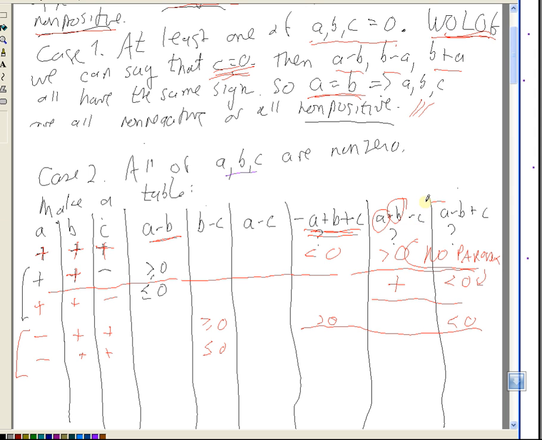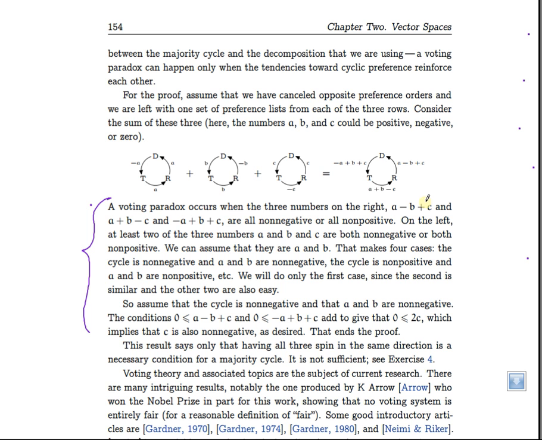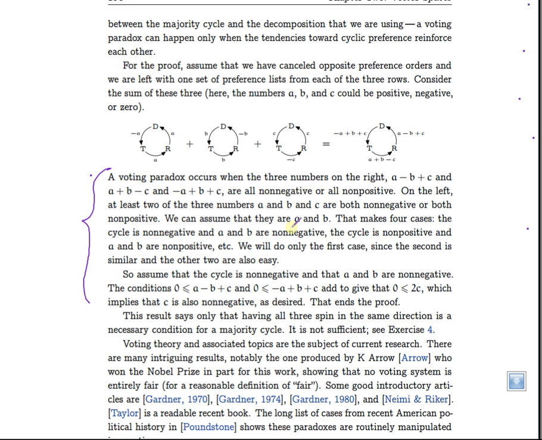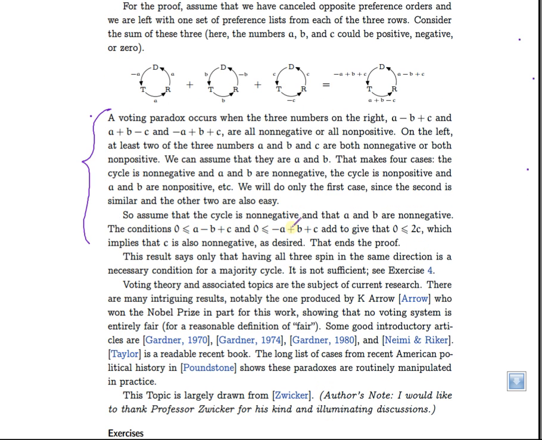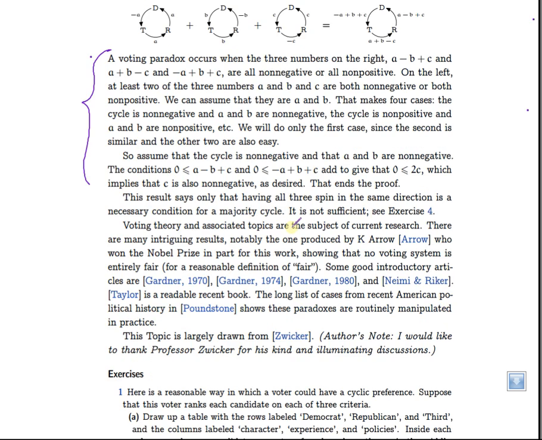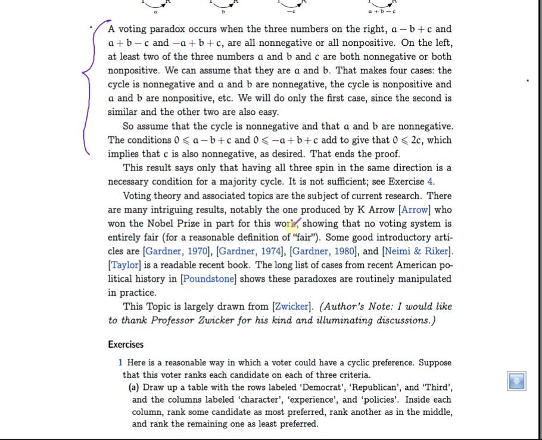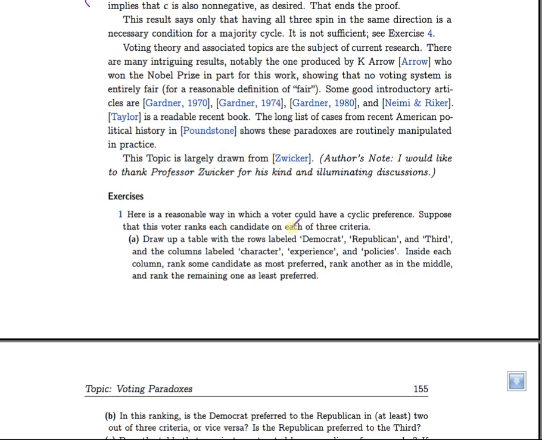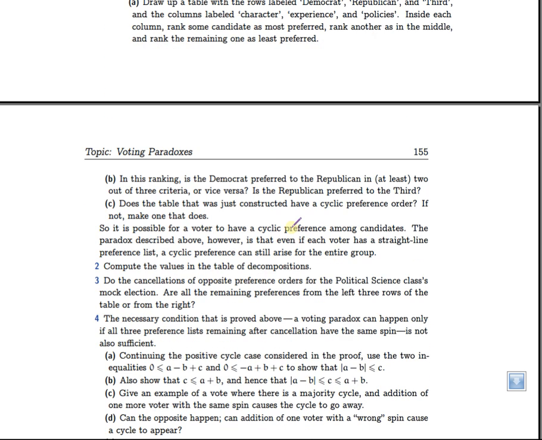All right, so that's how the proof of this works. It's pretty much the same idea as we have here. You might think of your own proof. Okay, so that pretty much does it with voter paradox. You'll have a chance to look at some of these problems and work them out.